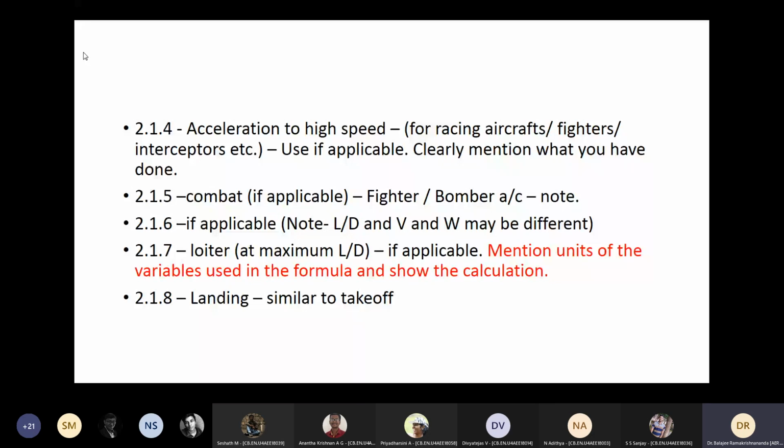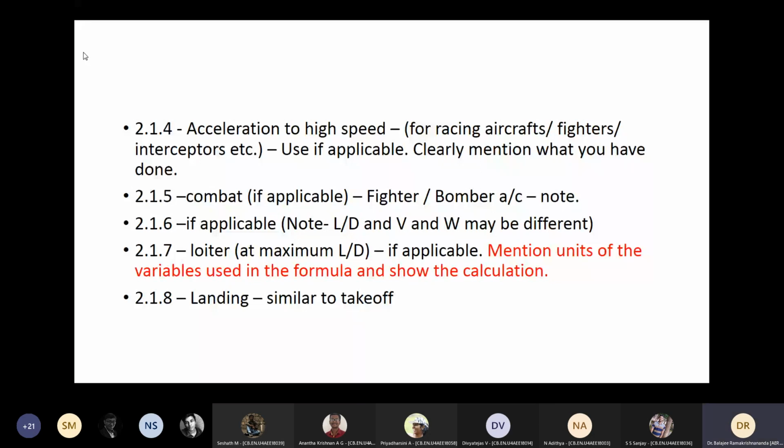Okay, second cruise for some of these fighters and bombers, and their L by D may be different, velocity may be different, and weight may be different. So you have to carefully look at 2.1.6. There may be a second climb also. So mention all this clearly.